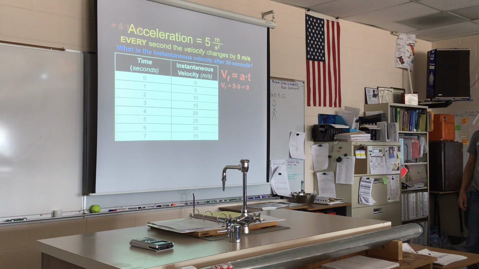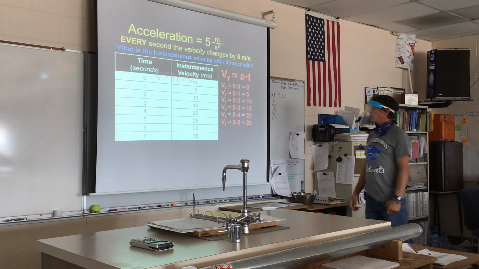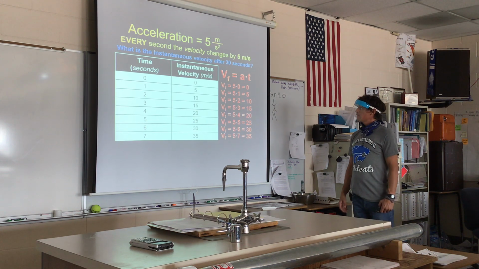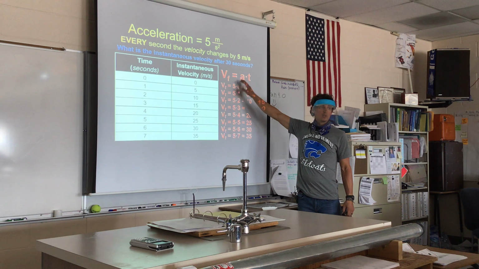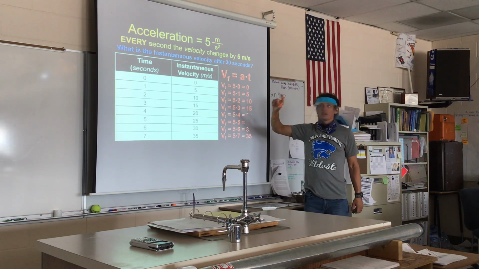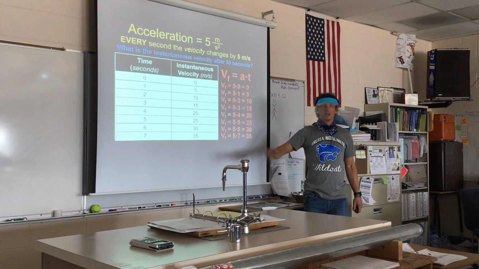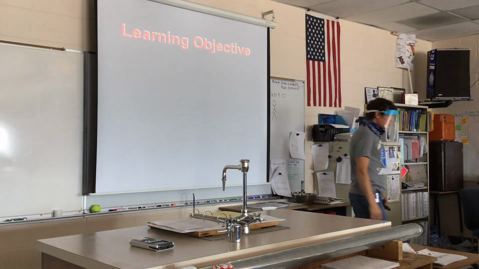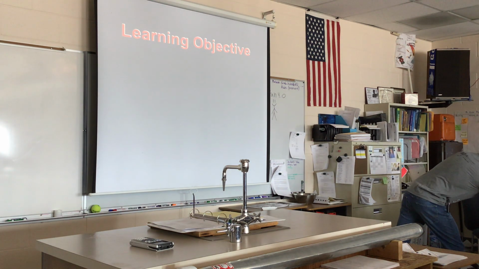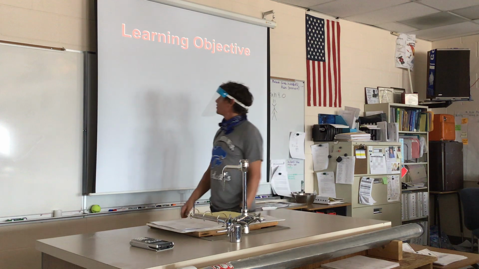Now here is the equation we're using to get all of these things, and you know how to use it. If something starts from rest, V initial is 0, so it drops out of our equation. And all I'm doing here is doing a times t at a bunch of different times, multiplying by 5. So we understand acceleration.